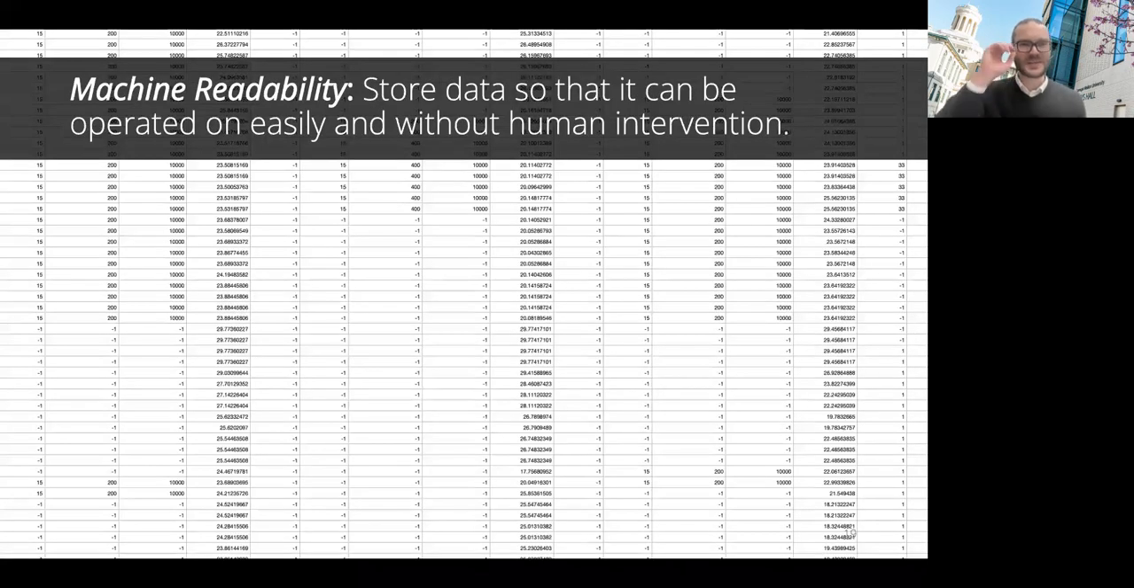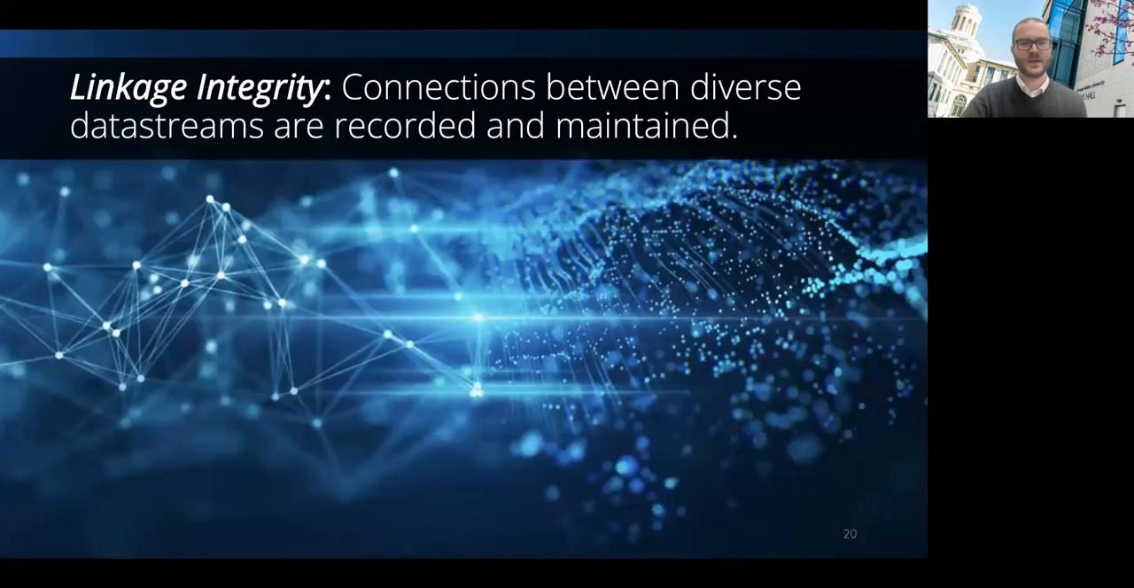Our next principle is machine readability. So not only do we want to store data, but we want to store it so that it can be operated on extremely easily and without human intervention. So this builds on the other ones, but with a specific bent towards making this data accessible to machine elements. Our fifth principle is linkage integrity.